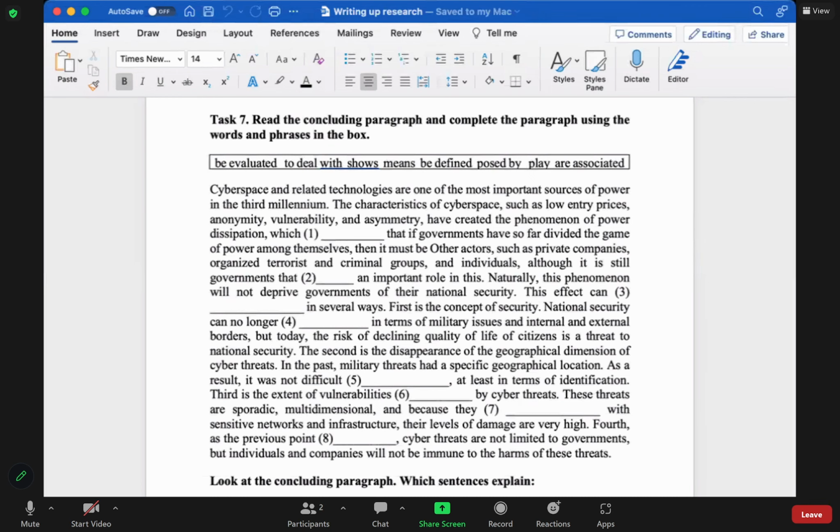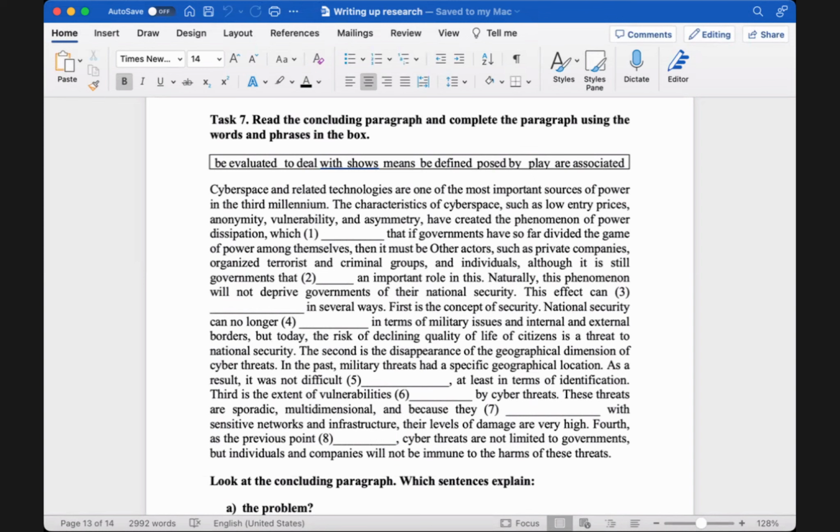So also fill in the gaps about concluding paragraphs. Okay. What about cyberspace? Okay. You'll do it on your own and then tell me the answers, or you will read aloud. Give me a few minutes. I think I can read aloud next.